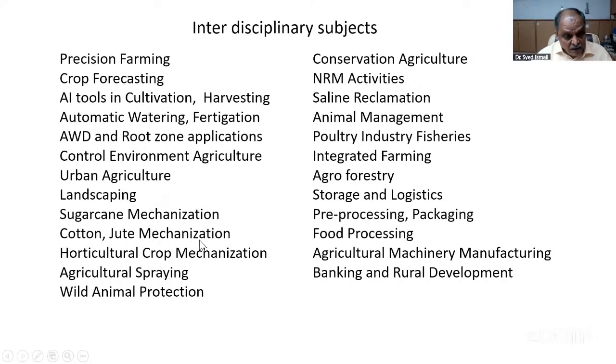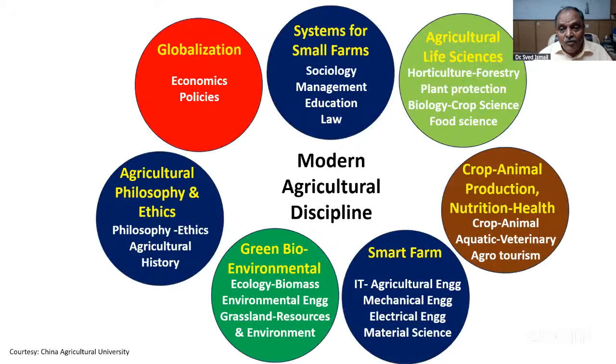Sugarcane mechanization, cotton, jute, horticultural crop mechanization. Spraying is another big area. Wild animal protection. On this side, conservation agriculture, NRM activities, saline reclamation, animal management, poultry industry, fisheries industry, integrated farming, agroforestry, storage logistics, pre-processing, packaging, food processing, agriculture machinery manufacturing, banking and rural development. These are interdisciplinary subjects.